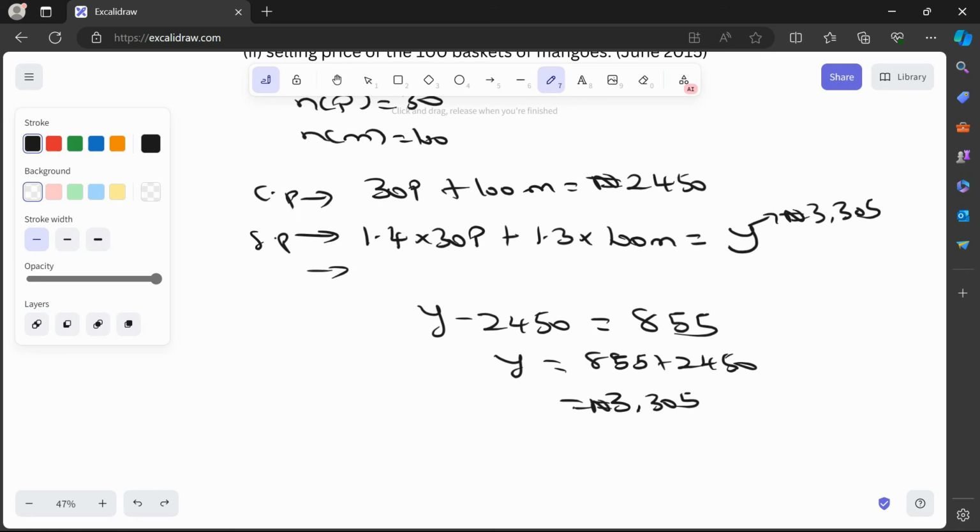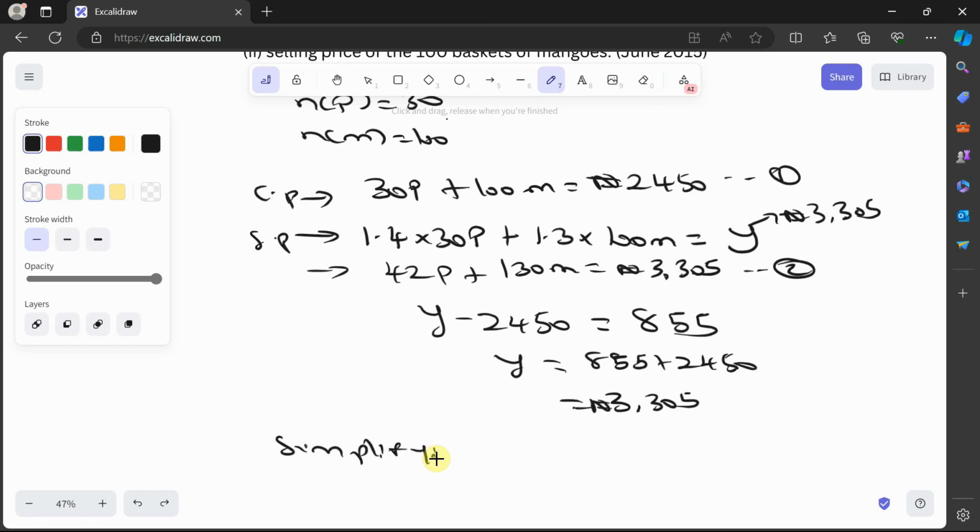So 1.4 times 30 would give me 42, so this is 42P, plus 1.3 times 100 will give me 130, so 130M is equal to 3,305. So now we know this from all the things that we've done. How can we now simplify? Let's try to simplify this cost price. If I call this equation 1 and I call this equation 2, let me try to simplify equation 1 so that we can work with something more bearable.